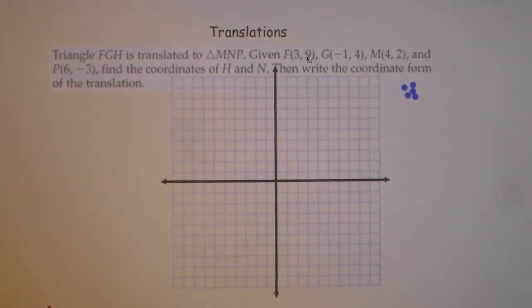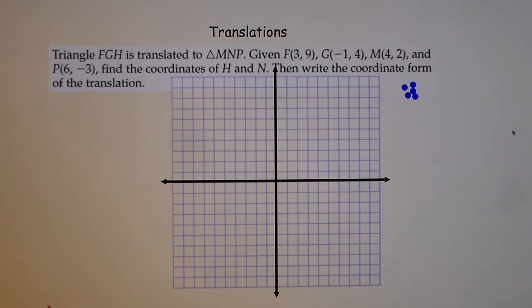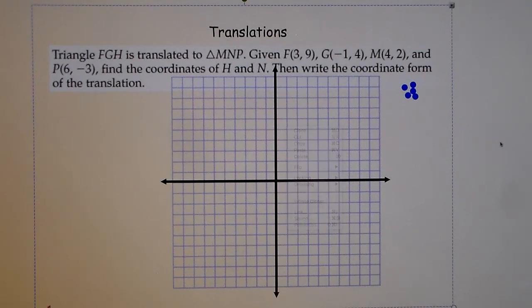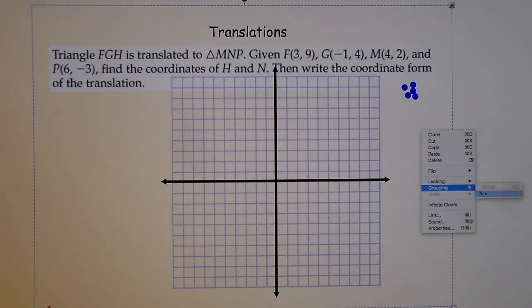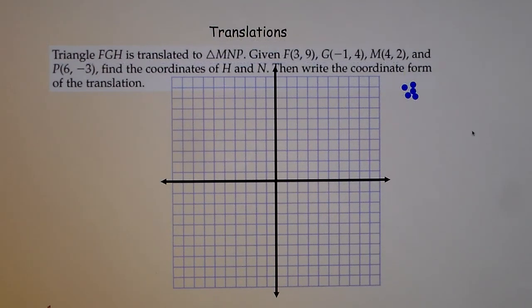So let's say we have something like this. This is the same style of problem. However, the presentation is a little bit different. And let's just walk you through this. So it's the same concept, it's just the presentation is a little bit different. You can handle it. So if they have triangle FGH is translated to MNP.